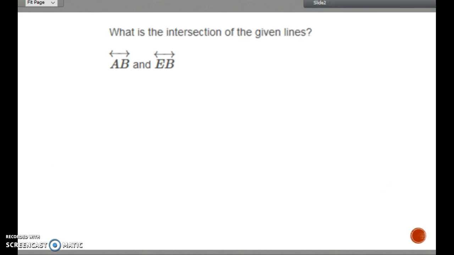All right, so this is for the first quiz. It says, what is the intersection of the given lines? So we have line AB and EB. Y'all, you really don't have to draw this, but I'm just going to give you a visual this first time. Remember, lines go on forever in both directions, so we have arrows, and they have just 2 points on it. For this one in particular, AB. Now, of course, there's an infinite amount of points on a line, but those are the only 2 that are labeled. And then we have our other line, EB.